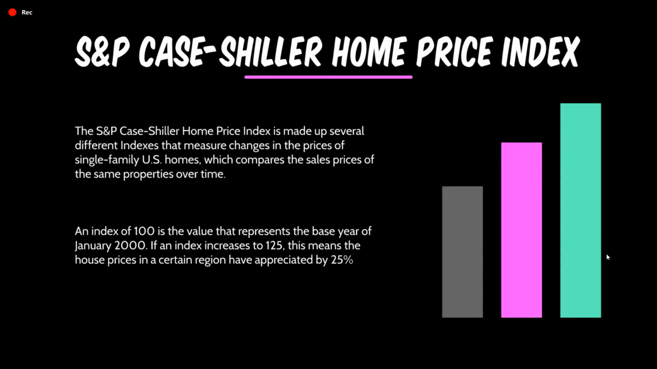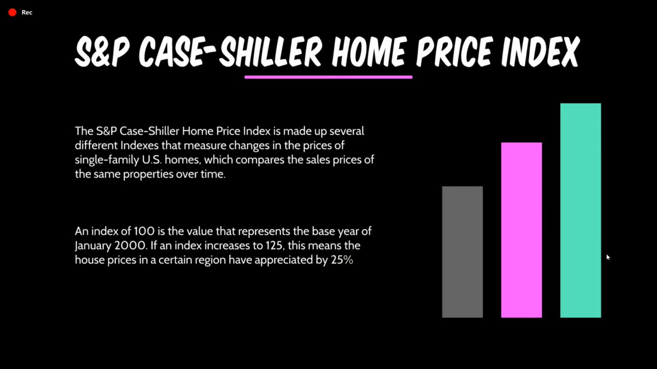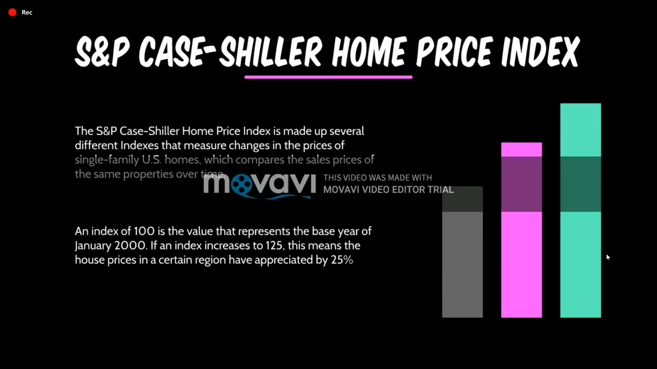The S&P Case-Shiller Home Price Index is made up of several different indices that measure changes in the prices of single-family homes, which compares the sale prices of the same properties over time. The S&P Case Index is measured by using repeat sales of single-family homes. An index of 100 is basically just a normalized value to represent the base year, January 2000. If an index is at 125, it means that the house prices in a certain region have appreciated by 25%.